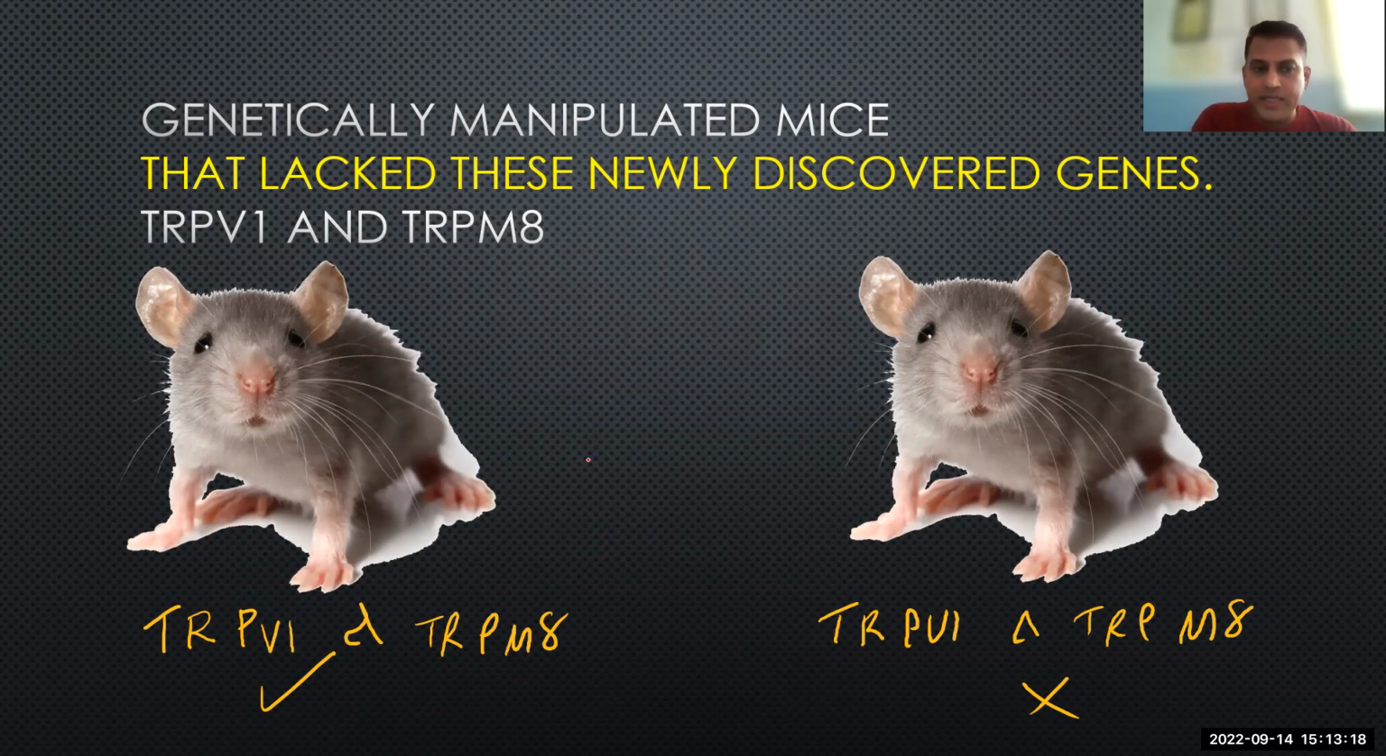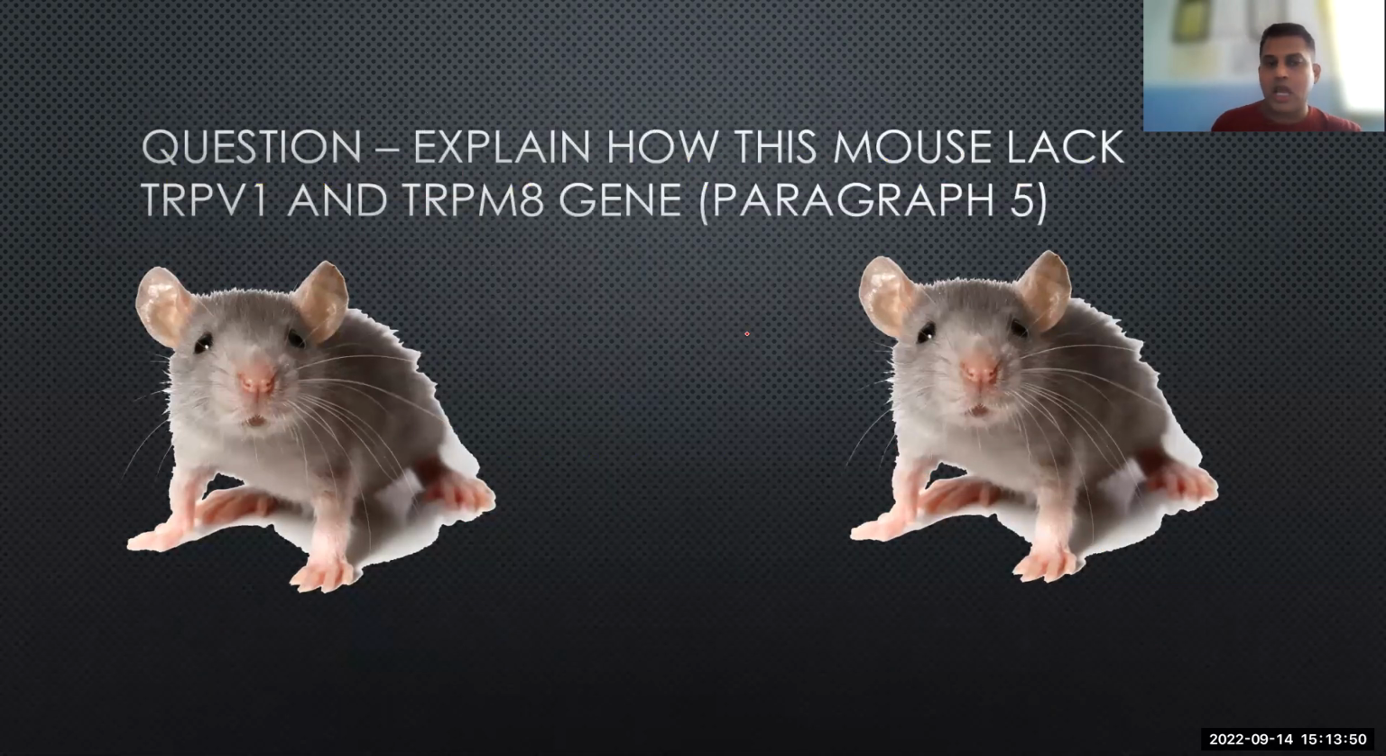Genetically manipulated mice that lack these newly discovered genes, they are TRPV1 and TRPM8. What does it mean? The mouse with TRPV1 and TRPM8 is called wild type, that is a normal mouse. And here, this mouse lacks TRPV1 and TRPM8, and this is called a knockout model. The question is, explain how this mouse lacks the TRPV1 and TRPM8 genes, paragraph 5.